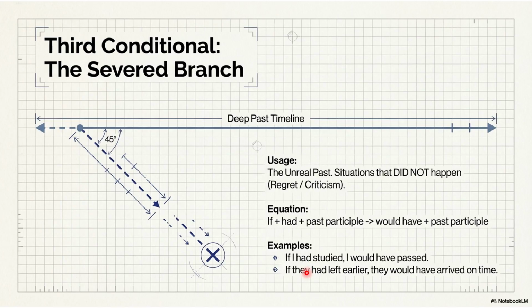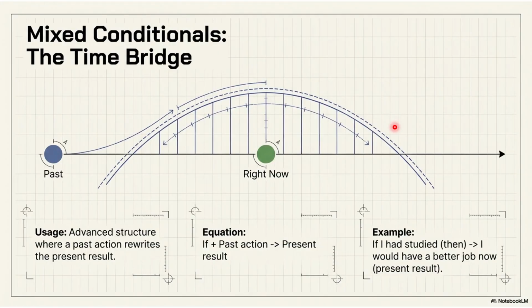If they had left earlier, they would have arrived on time. Si hubieran salido más temprano, hubiesen llegado a tiempo. Evidentemente, ni salieron más temprano, ni llegaron a tiempo. Pero es lo que hubiese sucedido, hipotéticamente. Entonces, la idea es, chicos, que tengan idea de eso.